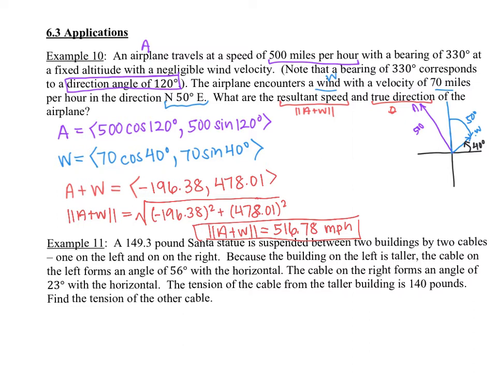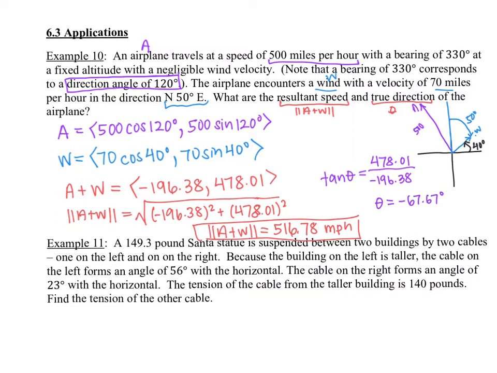Okay, now for the true direction, I actually want the theta. So let's find theta. The tangent of theta is the y component of the resultant vector over the x component. I'm going to do the inverse tangent of that fraction. Let me see what I get, and then I'll consider if that looks correct or not. Okay, I got negative 67.67 degrees. Direction angle should be positive.